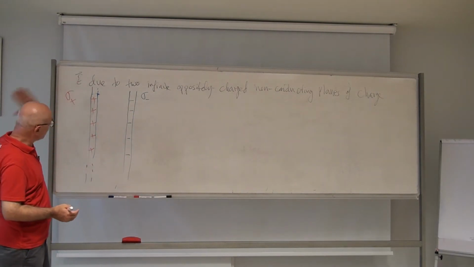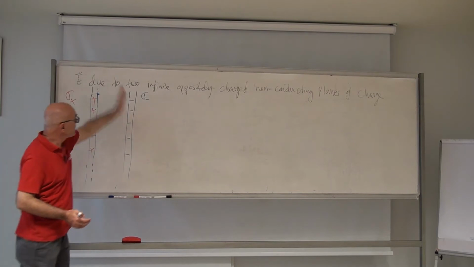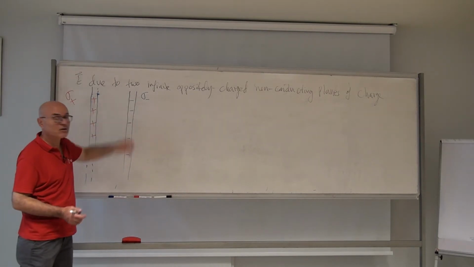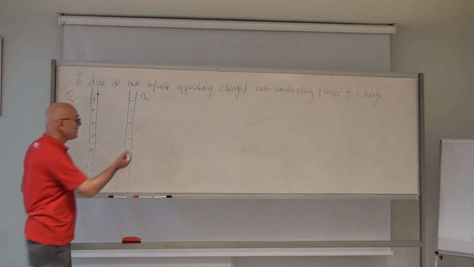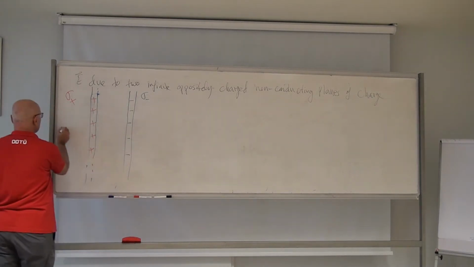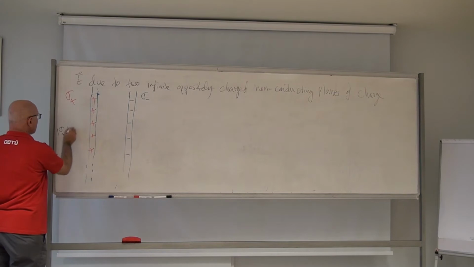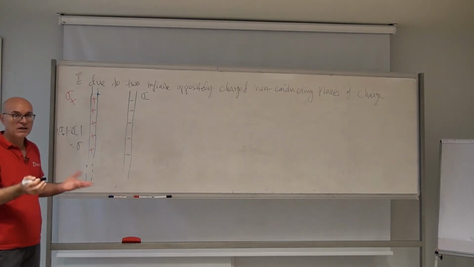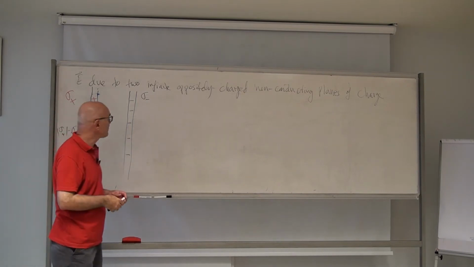This is the infinite positively charged plane. This is the infinite negatively charged plane. The charge density here, I call it sigma plus. The charge density here is equal to sigma minus. Now, my assumption is that sigma plus is equal to sigma minus, and I call it sigma. So the magnitude of the charge density is the same.